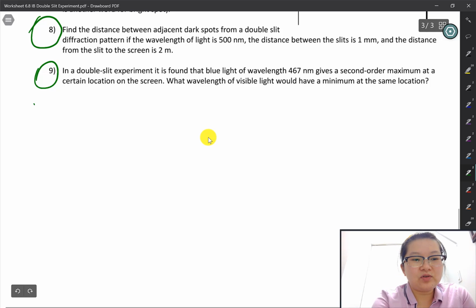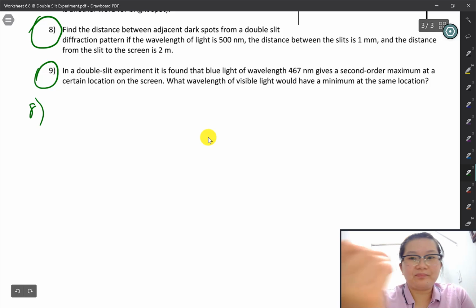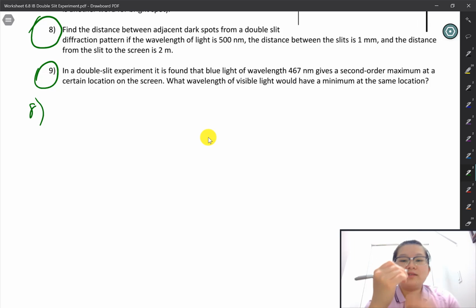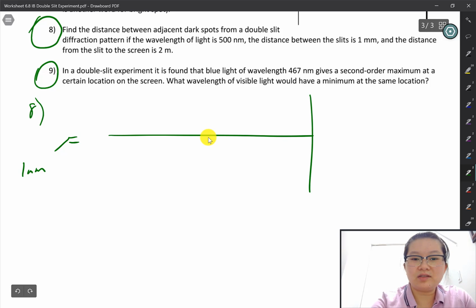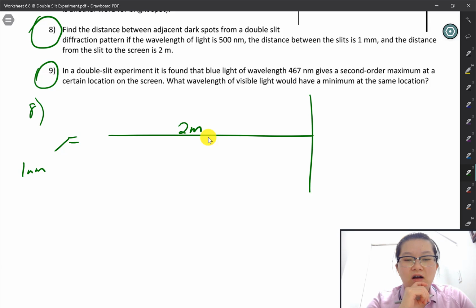So first thing I would do is I would draw a diagram. To draw this diagram, we're going to first start with the slits. We have these slits over here. The distance here is 1 millimeter, and to the screen is going to be about 2 meters. We want to find the distance between adjacent dark spots.